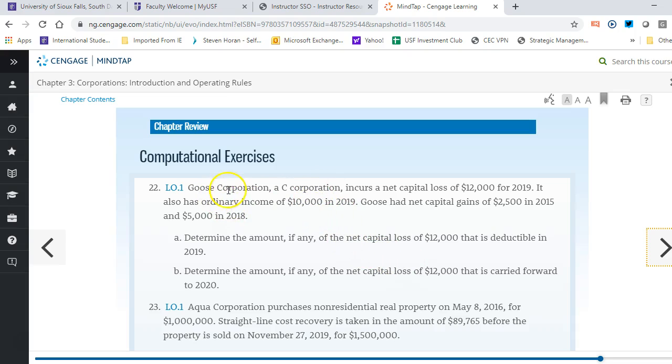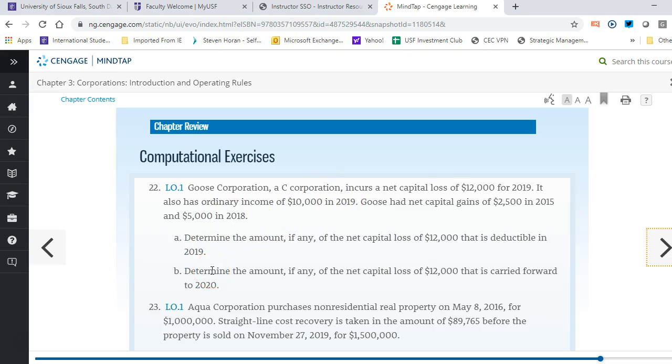The key with this one is that there really is no computational part for part A. The answer is 0. Corporations can deduct capital losses against capital gains, but not against ordinary income. Instead, net capital losses are carried back to the 3 preceding years and then carried forward for 5 years to be offset against net capital gains in such carryover years. So that loss can only be offset against gains in the current year and then going forward.